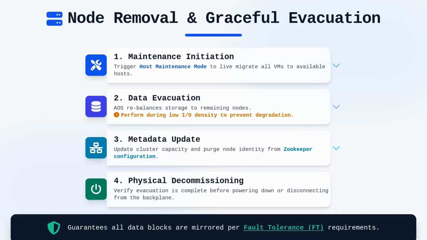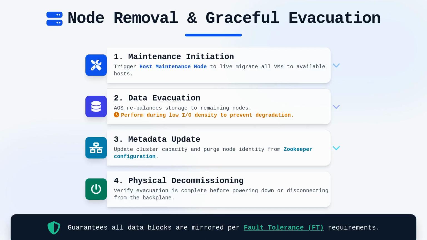When the operational lifecycle necessitates the removal of a node, such as during hardware decommissioning or hardware migration, graceful evacuation is critical to prevent data loss. The removal process begins by initiating a host maintenance mode request, which triggers the live migration of all resident virtual machines to other available hosts within the cluster. Once the host is successfully vacated, the underlying AOS software manages the evacuation of data from the local storage tier to the remaining nodes in the cluster.